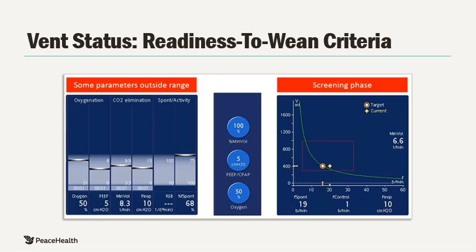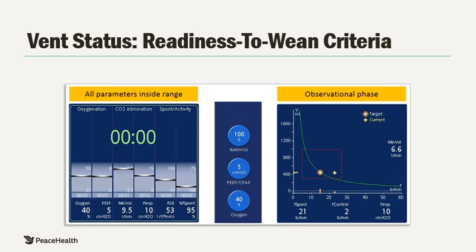A clock then appears at the bottom of the parameter, which counts in minutes as long as the patient remains in that goal zone. Here you can see the patient is meeting 4 out of the 6 parameters. This would represent the patient who is in the screening phase for weaning. This example represents a patient who has just become ready to wean.